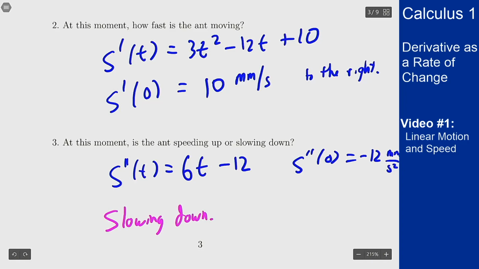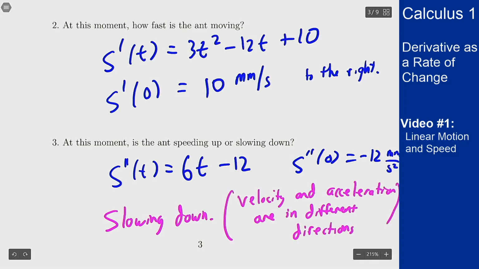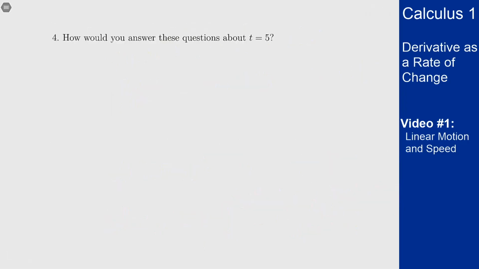It's slowing down because the velocity and the acceleration are in different directions. If these had been both positive or both negative, it would be speeding up or getting faster, but because one is positive and one is negative, it is slowing down. How would you answer the same questions about t equals 5?